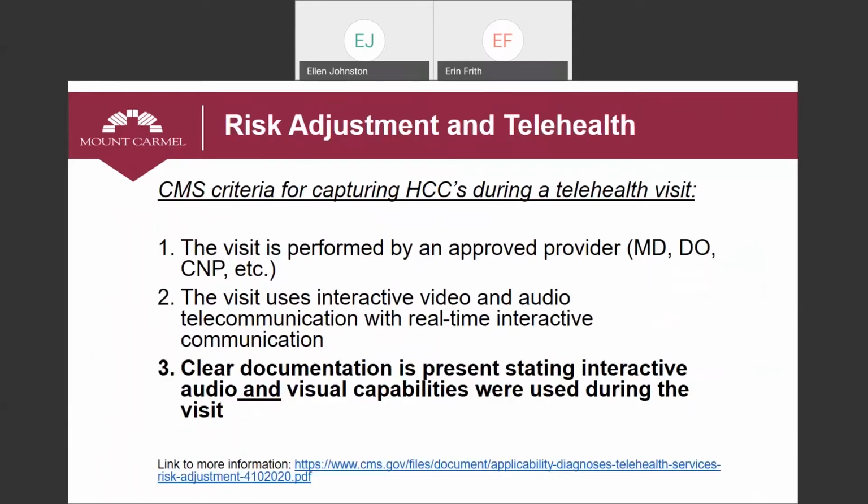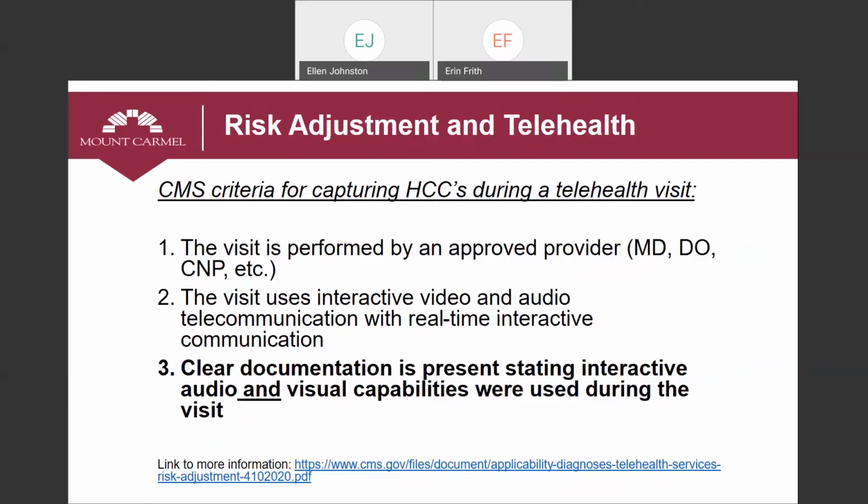As telehealth is becoming more frequently used in the Medicare Advantage population due to COVID-19, it is important to note which modes of telehealth communication are acceptable for risk adjustment and for closing HCC gaps. In order for a telehealth visit to be eligible for risk adjustment, the visit must take place with real-time audio and video capabilities by an approved provider for risk adjustment, such as an MD, DO, PA, or CNP.